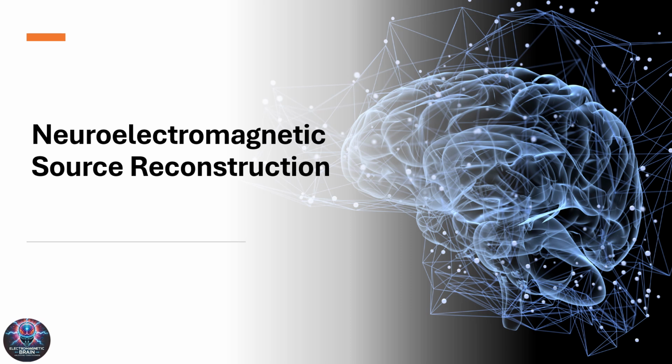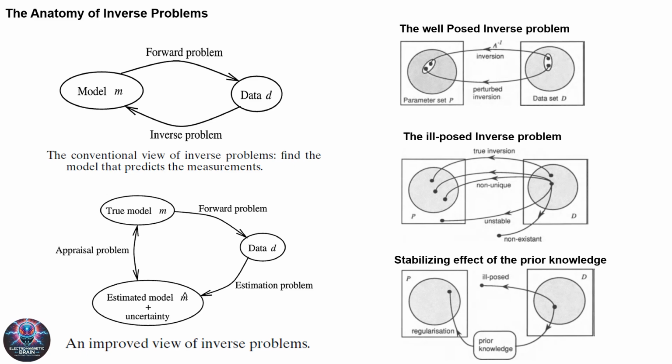The primary objective here is to reconstruct the neural sources responsible for the signals recorded by EEG or MEG. These signals, measured by the electrodes, will be traced back to determine which neural activations led to the observed data. Since neuroelectromagnetic source reconstruction is an inverse problem, we will begin our presentation with an introduction to the anatomy of inverse problems. Inverse problems involve the challenge of determining unknown causes from observed consequences, using predictive models, referred to as forward models, that link causes to consequences in a causal sequence.